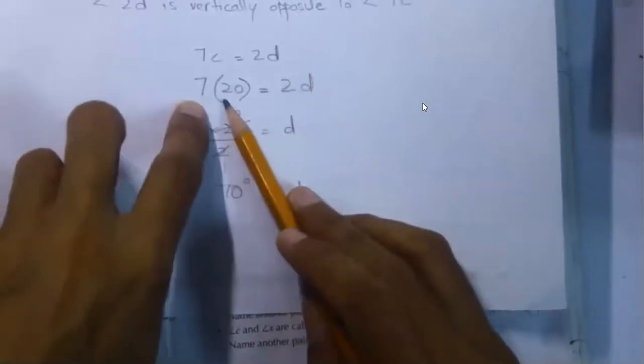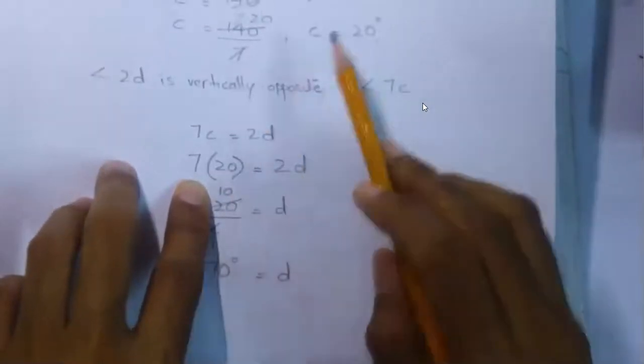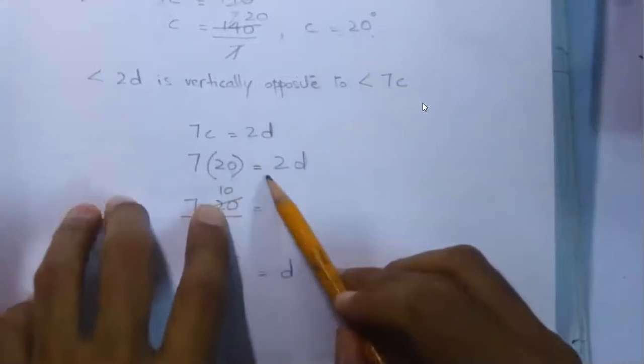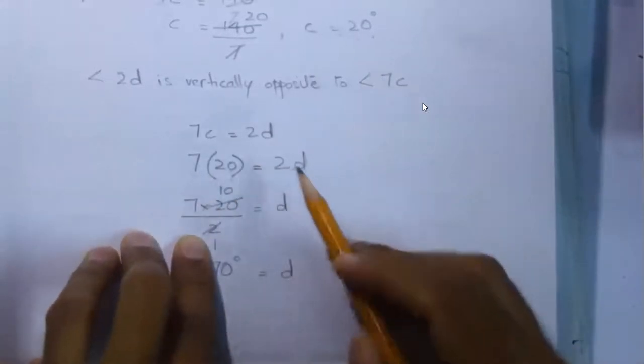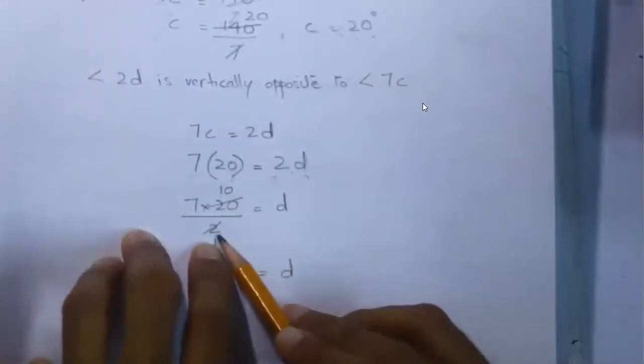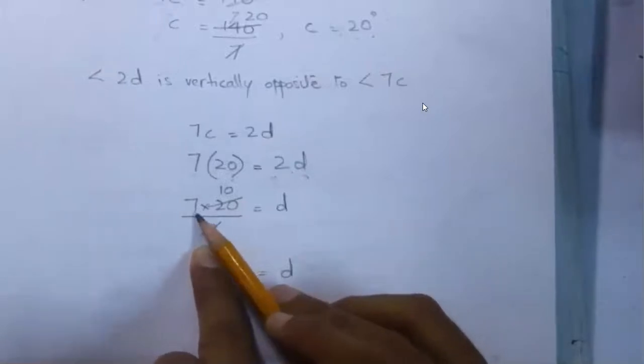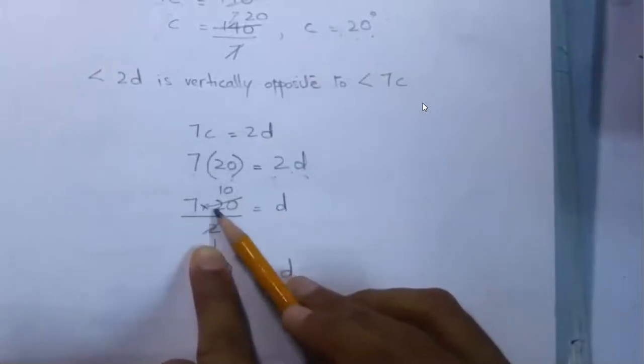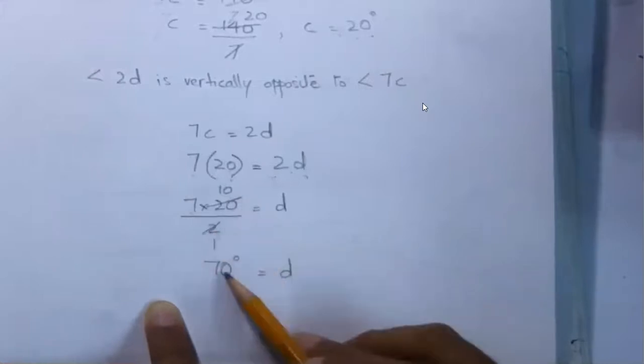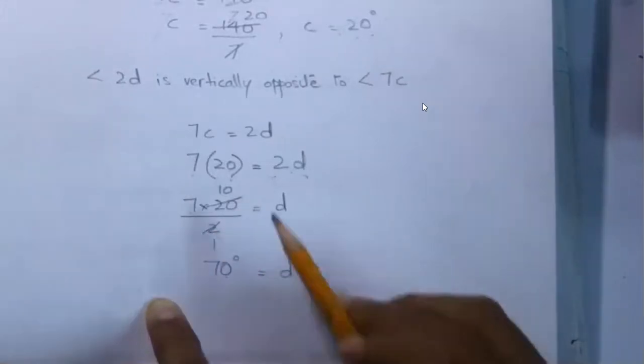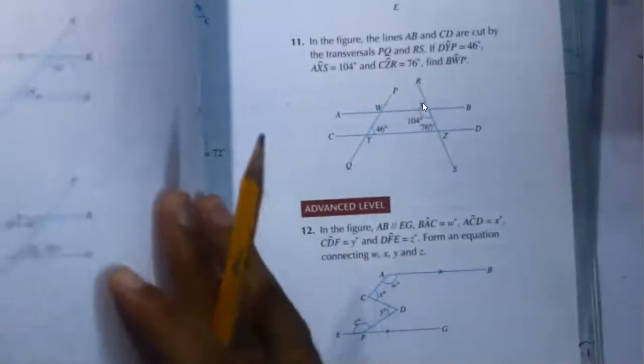So 7 multiplied by 20, because remember C's value was 20. We plugged in the values and this 2 got shifted here, it is dividing. So 7 multiplied by 20 divided by 2, and you get 70 degrees. If we do it the other way, it will be the same as well. Yes, Javeria, you are correct.